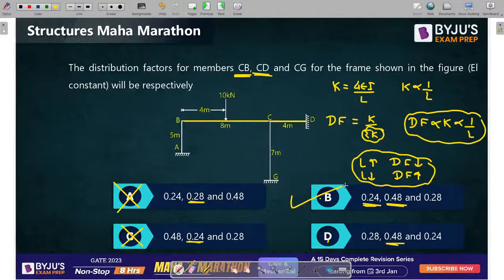Yes, you can say that. CB is double of CD. So that's why we can say that B is the correct answer. Right. But guys, let's understand by our concept also, because it is also important.